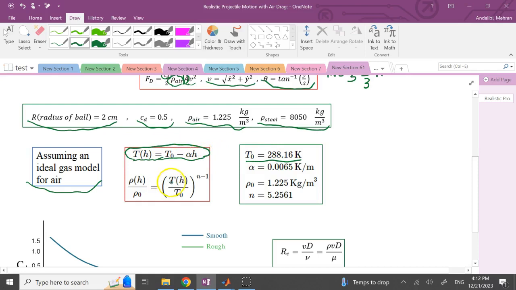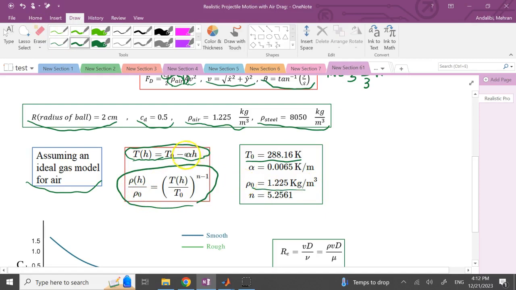Why do we need temperature? Because we need it for density. The density of the air depends on the temperature, and temperature depends on the altitude. So we use this formula here to estimate the density of the air at elevation h compared to the zero elevation rho naught, which is this number here.